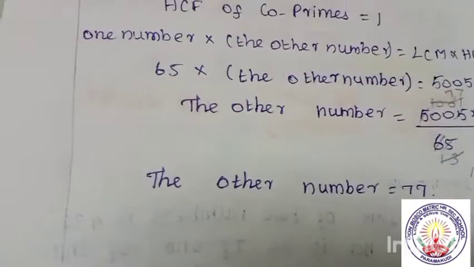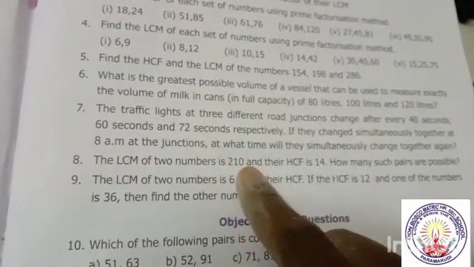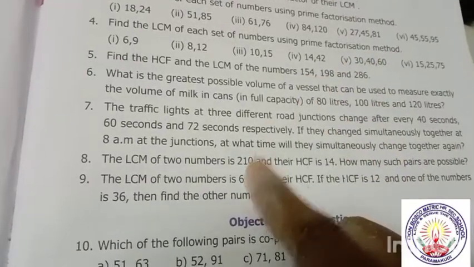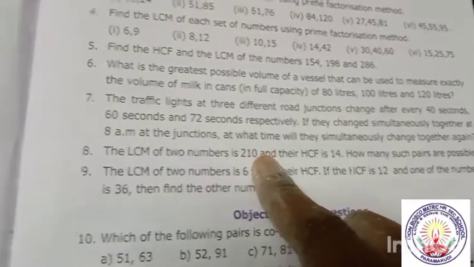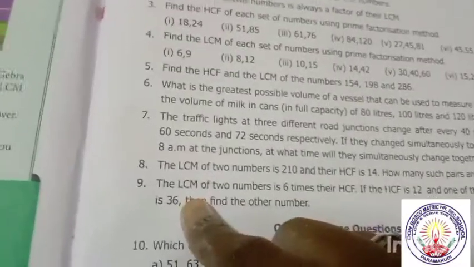So the other number is 77. Dear children, see the 8th sum, that is the model sum of the 12th sum model. Okay, 9th sum also homework, 8th and 9th sum homework.